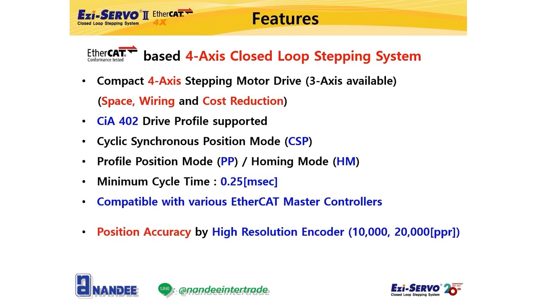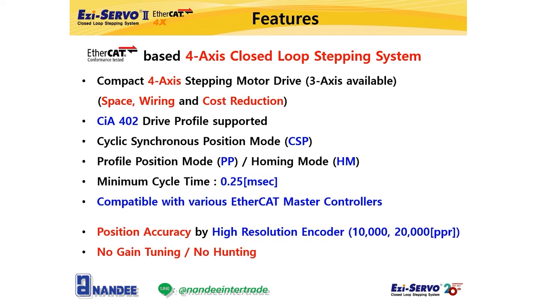Also, a high-resolution encoder is attached to enable precise position control. It depends on the motor size, but up to 20,000 ppr resolution encoders can be used. Due to the characteristic of the stepping motor, it does not require a separate gain tuning, which can reduce maintenance effort. For example, you can just power on the motor and operate it without gain tuning.